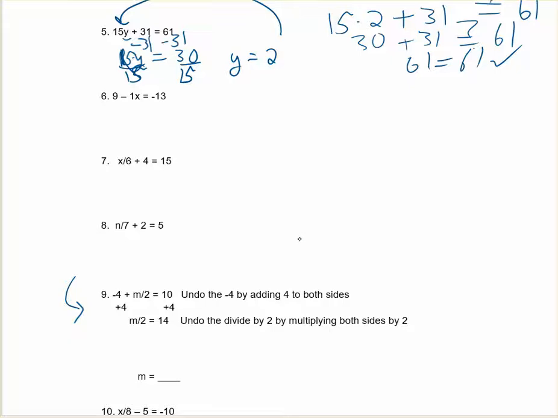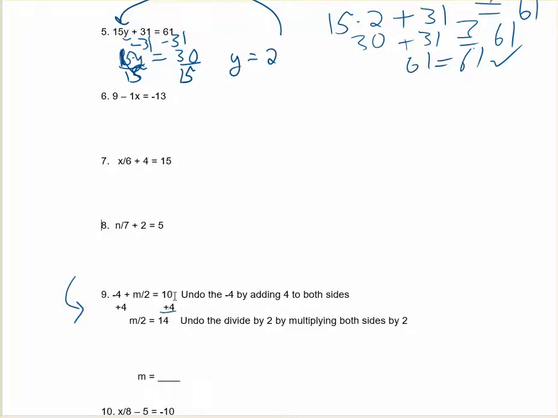First of all, the variable is here, it's being divided by 2, and it has negative 4 added to it. We could subtract a negative 4, but it's easier to do the opposite and add 4 to both sides. So if we add 4 to both sides, negative 4 plus 4 will become 0, and I'm left with just the m over 2. So I'm getting towards a better simplified answer. I'm getting towards m equals, like I want to.